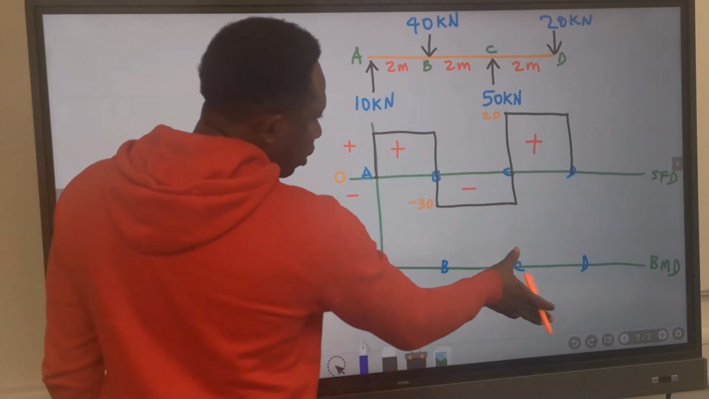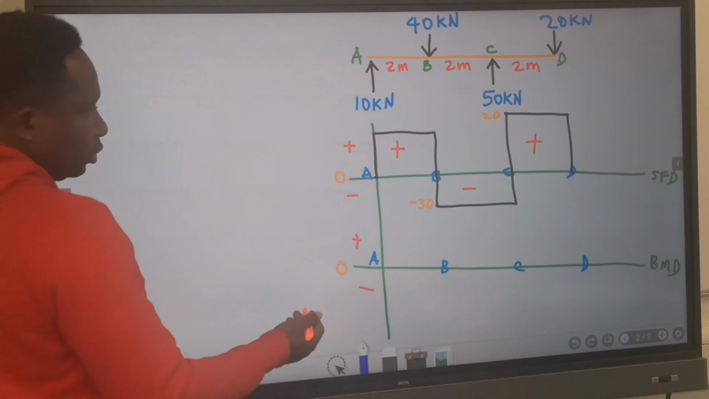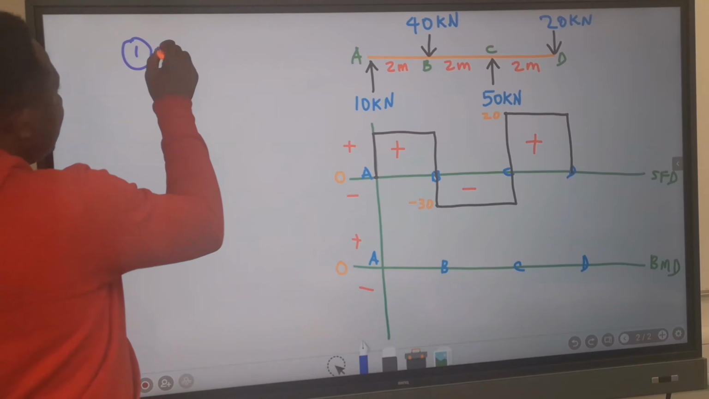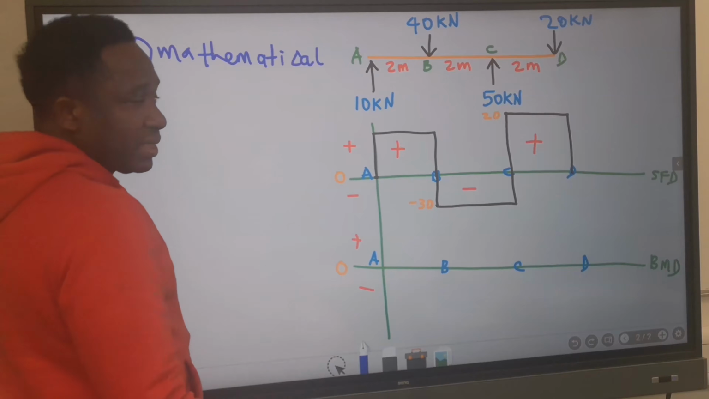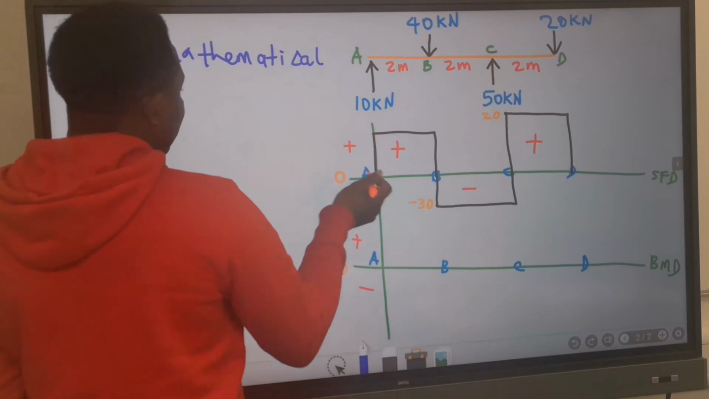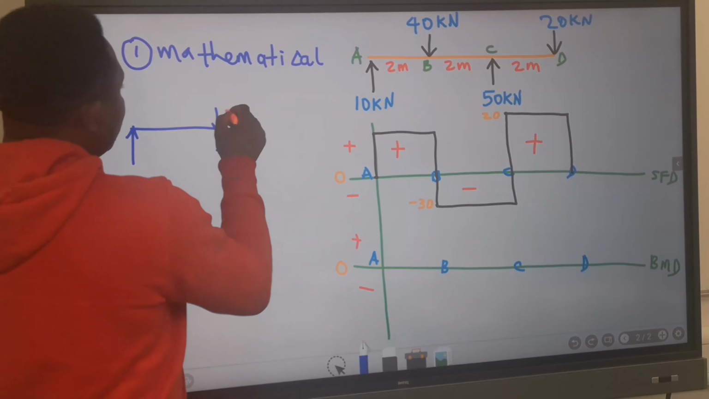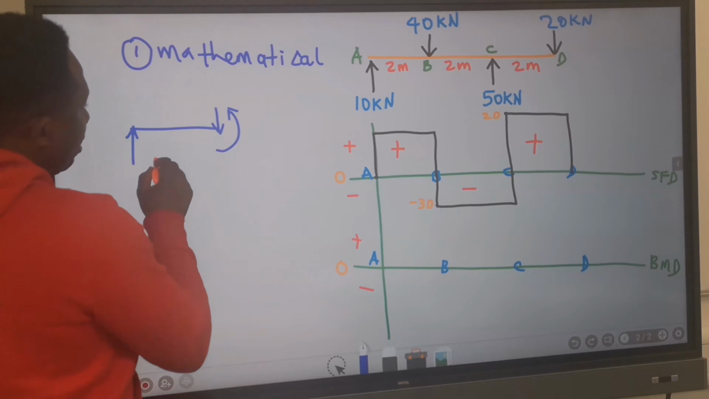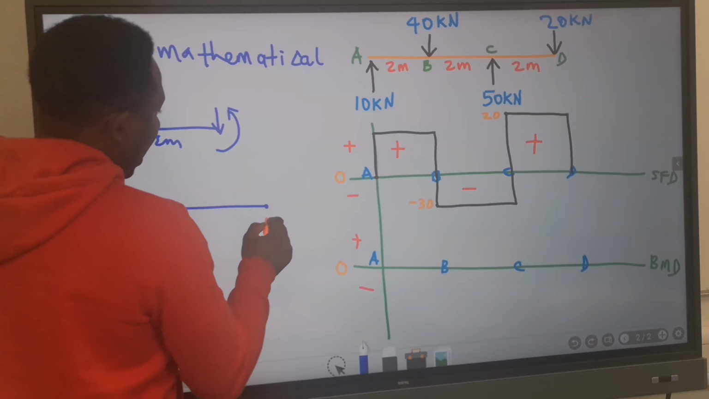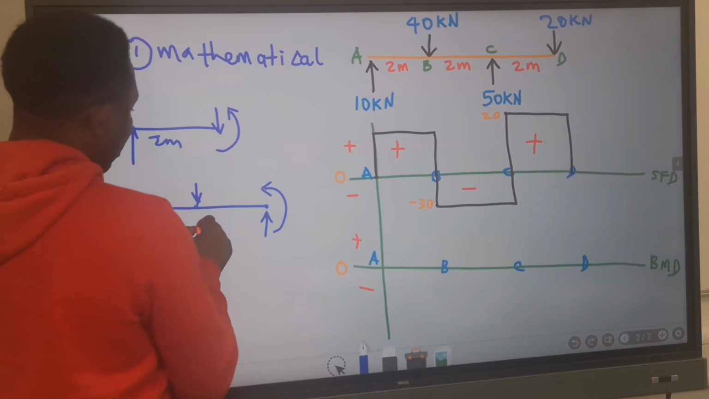Next, before we draw the bending moment diagram, there are two methods that we can use to draw our bending moment diagram. One is by using the mathematical method. The mathematical method is by cutting this beam at different points. That is, I will cut the beam at point B to obtain the value of my moment. And I will equally cut this beam again at point C to know the value of my moment.